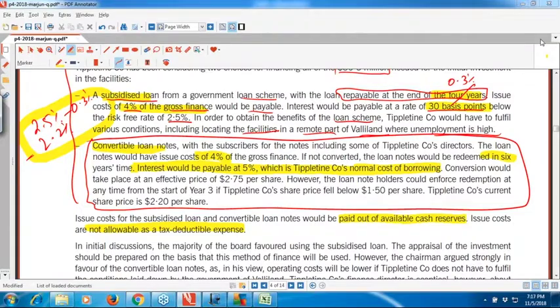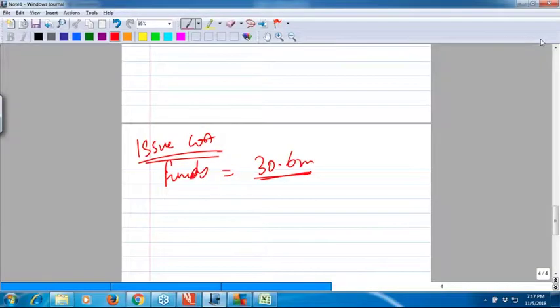So if we talk about it, it's going to be on the gross finance required. That means when we generate finance, the issue cost would be deducted out of it. So basically we would be borrowing such an amount of funds that we end up with a net amount of 30.6 million. That means this 30.6 million is 96%, and X is going to be 4%. So this X, which is the issue cost, is going to be what?